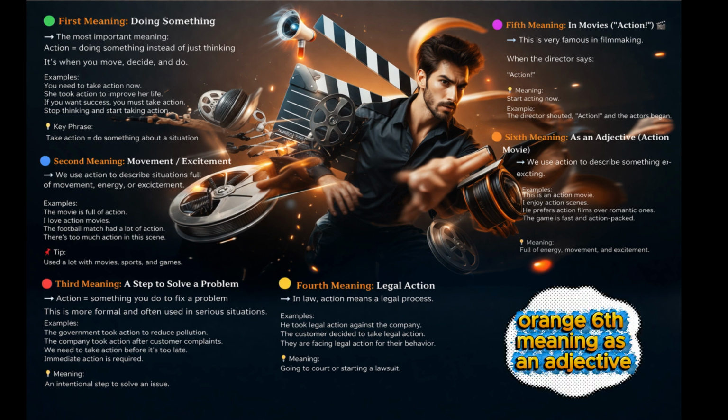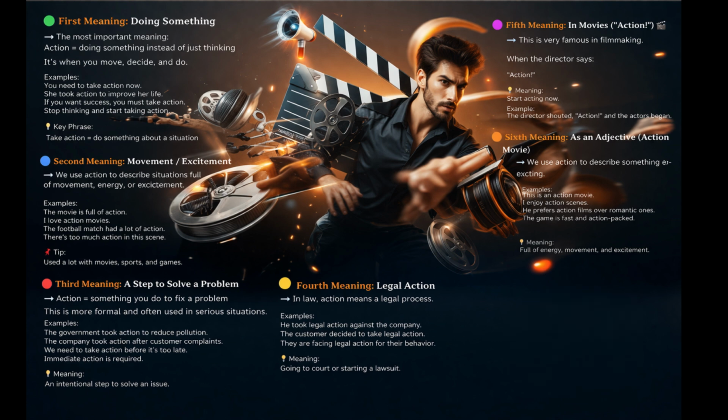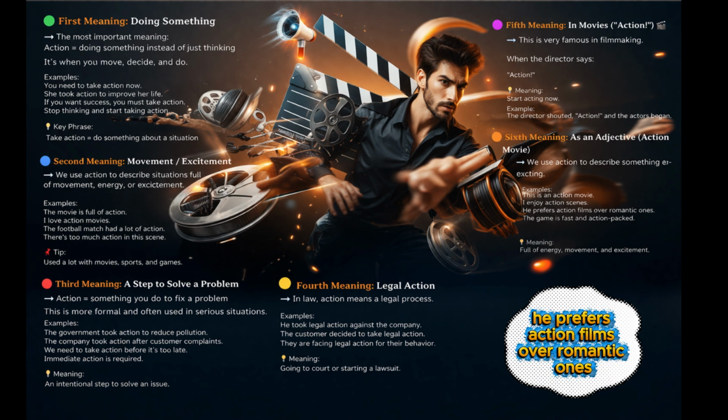Orange. Sixth meaning: as an adjective, action movie. We use action to describe something exciting. Examples: this is an action movie. I enjoy action scenes. He prefers action films over romantic ones. The game is fast and action-packed. Meaning: full of energy, movement, and excitement.